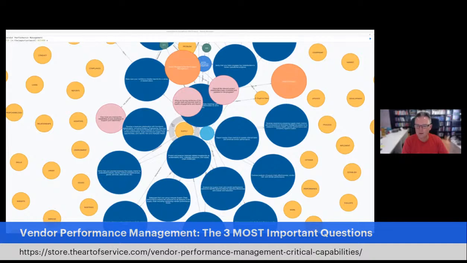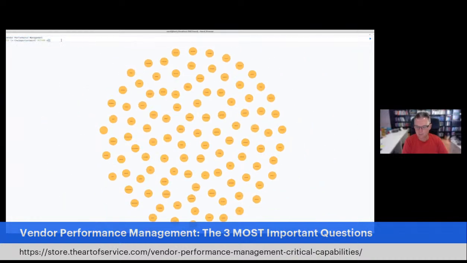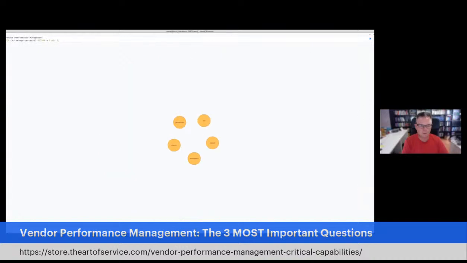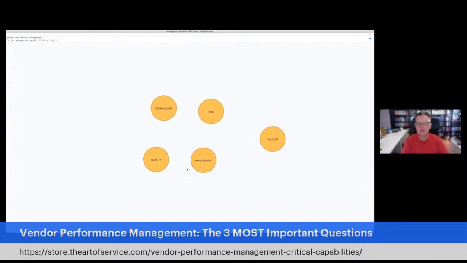Now, let's drill it down a bit, because this is a whole lot of most important words, as you can see. Let's see what comes up if we only do the top five. What are the most important words? Technology, risk, quality, vendor obviously, management. So technology, risk, quality, those are the most important words related to vendor performance management. Makes perfect sense to me.